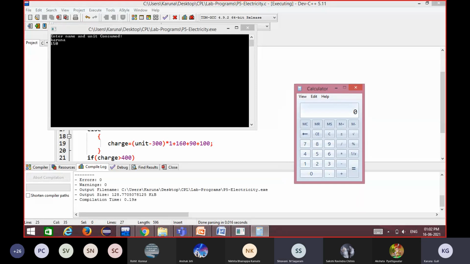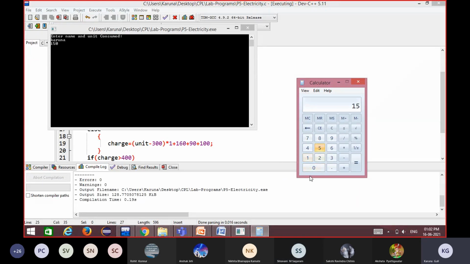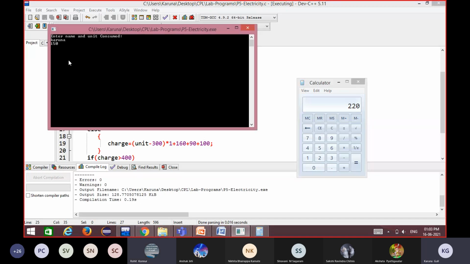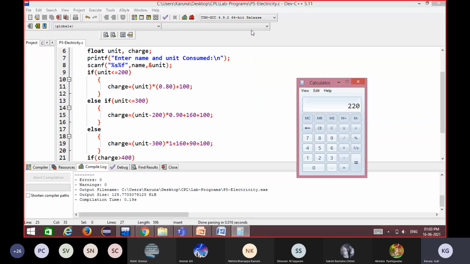It is totally 150 units, correct? 150 units multiplied by 0.8, and this is the total amount, plus the minimum 100 rupees that I have to pay. So I have to pay 220 rupees. Is it okay? Yes, ma'am. Let's check it out. Is it giving me the same answer? Yes, ma'am. Is it working fine? Yes, ma'am. Okay, so let's go ahead with another example.